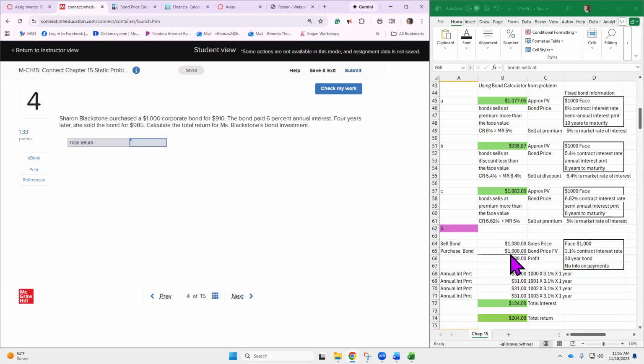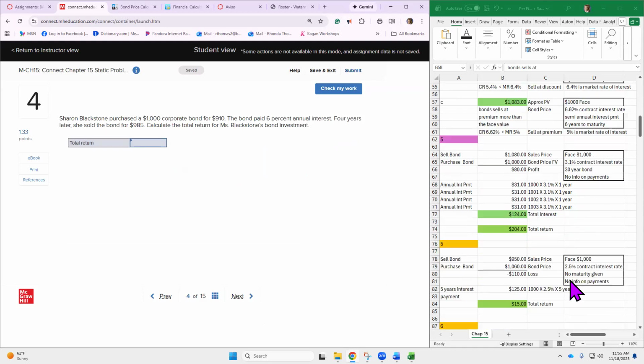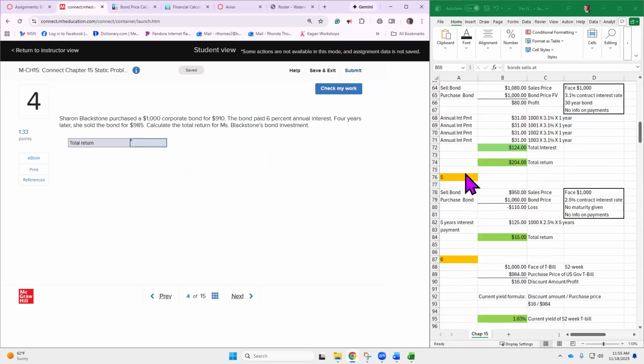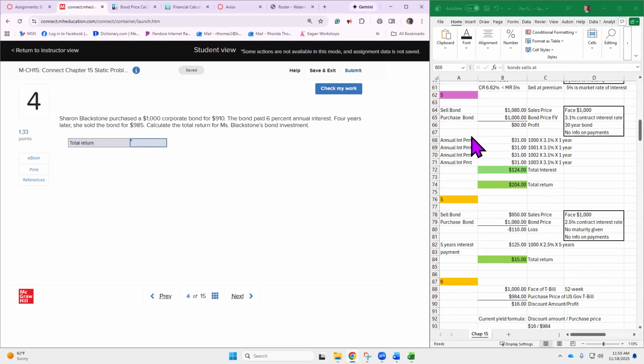Okay, number 4. All right, let's talk about purchasing a bond, right? You can purchase a bond just like you would a share of stock, right? A bond has a price. If you want to pay the price, then that's what you pay to get it. So Sharon Blackstone purchased a $1,000 corporate bond. How much did she buy it for?